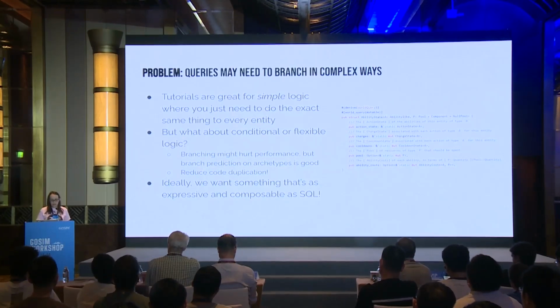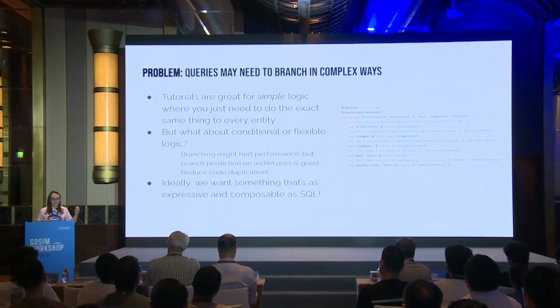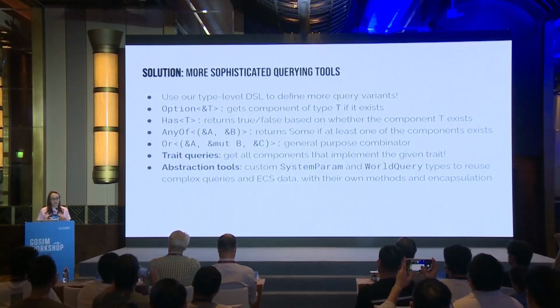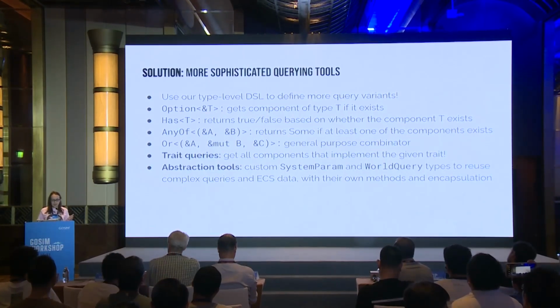But what happens if we want to have something that can branch, that can be composed, that can be powerful and expressive? Oh wait, we're making a query language. This is just a database query language. How do we do database query languages? And the answer is we use the type system, because of course we use the type system. We're going to write a query domain specific language in the type system.